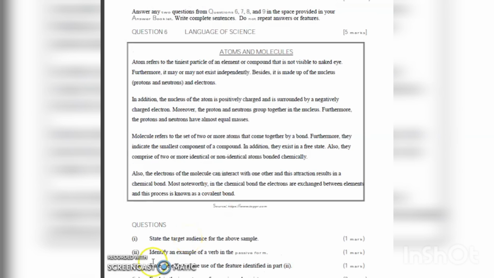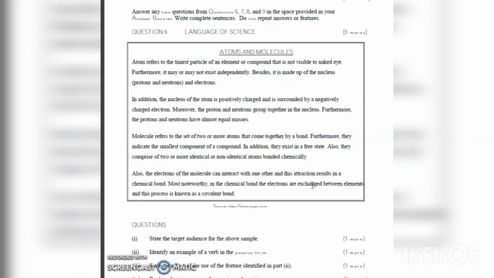Okay, moving on to question number 2. We will now identify an example of a verb in the passive form. So by now we know from our notes that in language of science, we deal with the results. We do not deal with the subject or whoever's doing the action. We look at results. So our verb will be in the past. Can you see from the sample that is given? First of all, 'is made up'. That is a passive form example. Others you can see are 'exchanged'. Now that's another one. So there's 3.